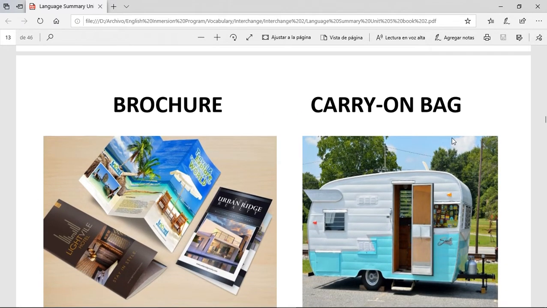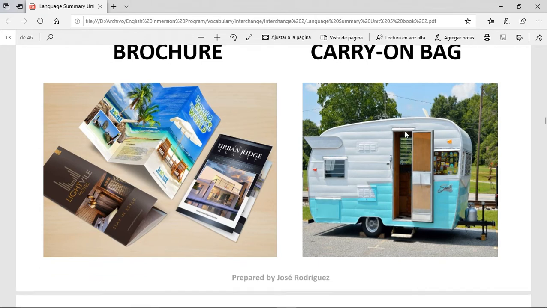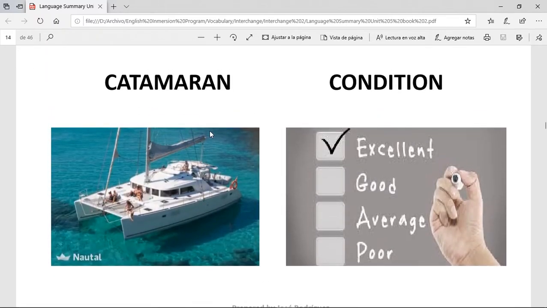Carry-on bag. This is not a carry-on bag. This is more like a trailer. But as long as I know, a carry-on bag is the type of bag that you have within yourself that you can take with your hands to any place, okay? A catamaran. A catamaran is this type of boat.